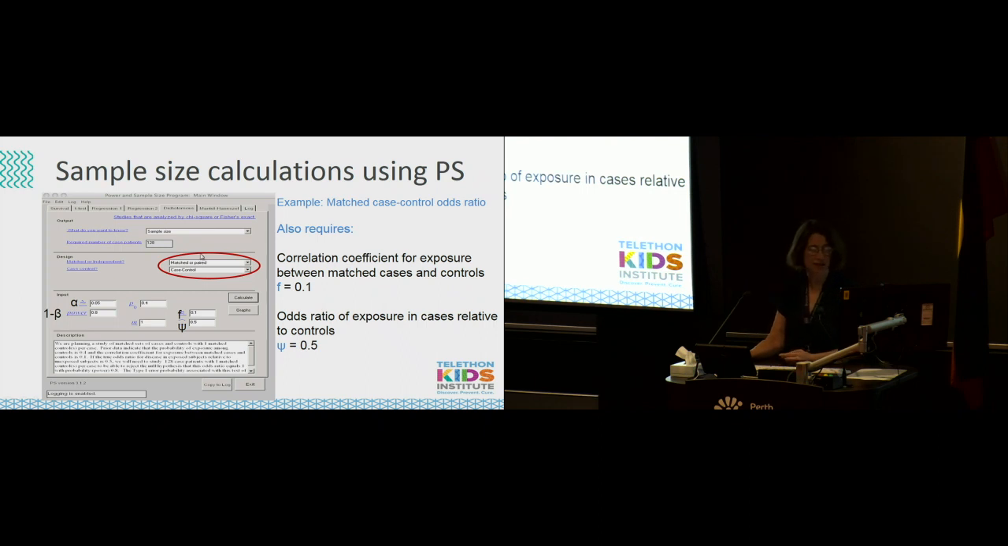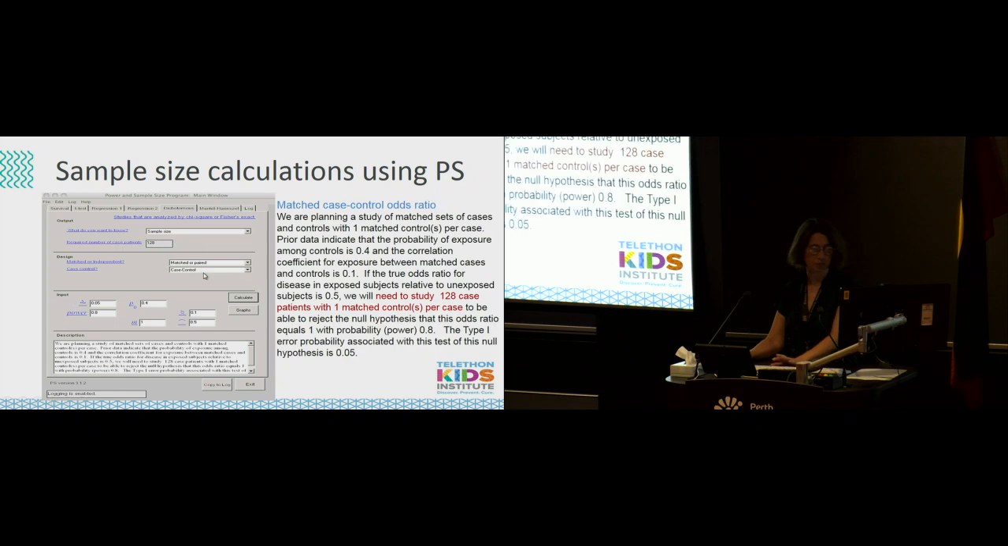And in this case, the design, because these are matched or paired case control study, whereas previously there were two independent groups. And again, you get the blurb in the bottom description box, which you can cut and paste into your study. And this one, it says 128 patients with one matched control per case.